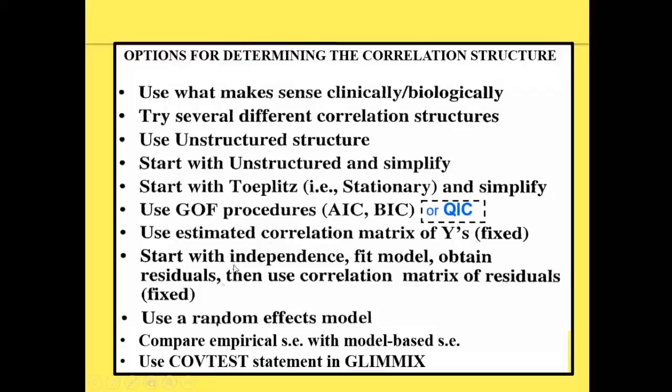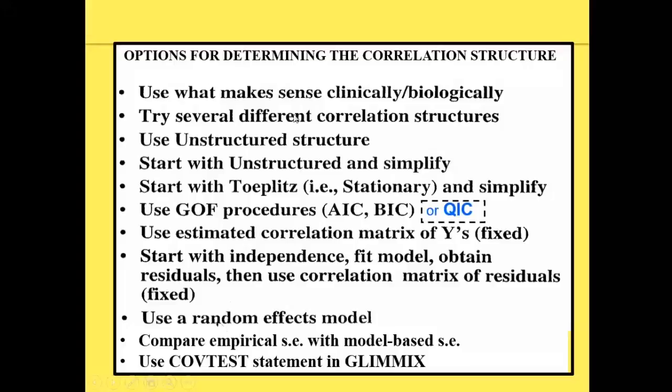Another choice is to start with independent, fit the model, obtain residuals, then use the correlation matrix of the residuals. This is actually what unstructured is. That's how the computer does unstructured. So this is no different and might not work if unstructured doesn't work, because it's the same thing.